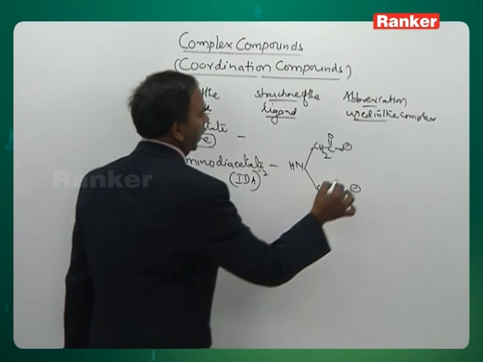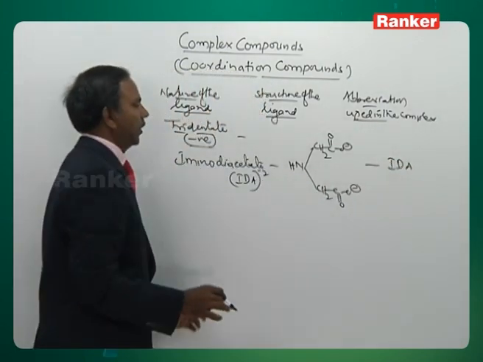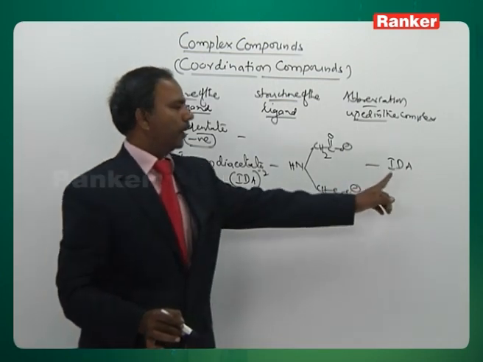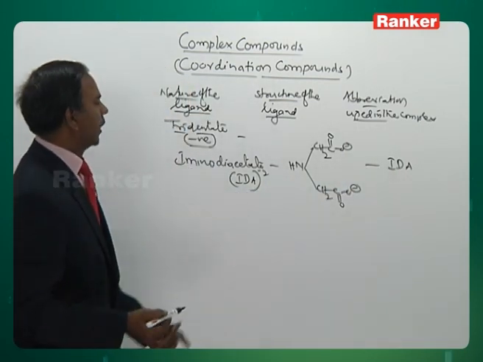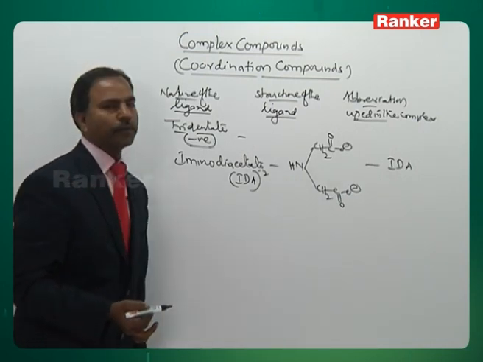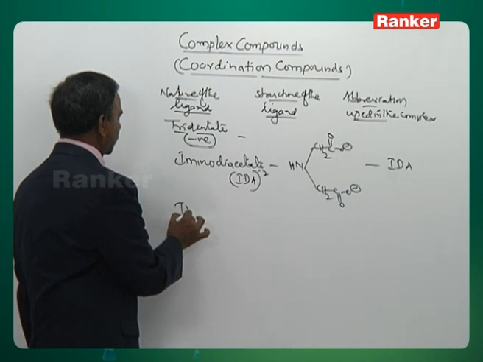It is represented by IDA in the complex. We show this particular ligand by representing it as IDA. This is a tridentate negative ligand, imino-diacetate, IDA. Next, let us consider tridentate neutral.